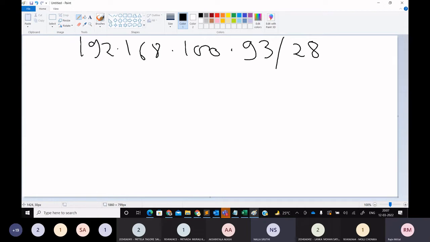So what is the subnet for this? 255.255.255.240. This is a subnet. Now, in which network address will this IP lie?